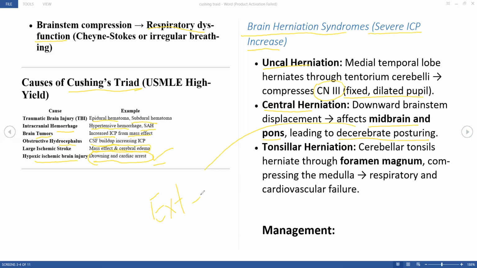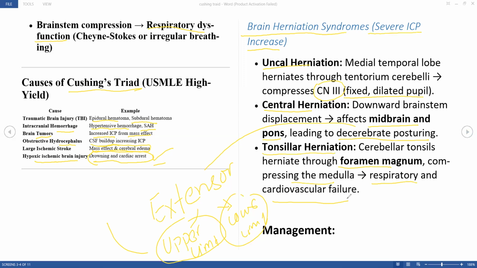So what happens in extensor posturing? In extensor posturing, the upper limb and lower limb are both in extension position. Then tonsillar herniation: the cerebellar tonsil herniates through the foramen magnum. It will compress the medulla and it will affect respiratory and cardiovascular function.